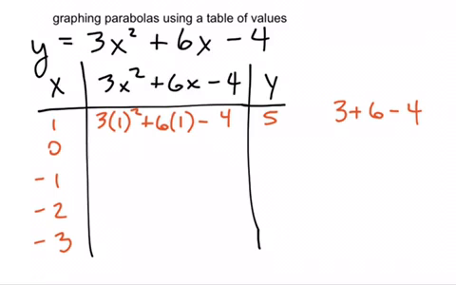The 0, once again, replacing x with 0. So on this one, the first two terms there are just going to end up being 0 because anytime we multiply anything times 0, it's 0. So all we're left with is -4.